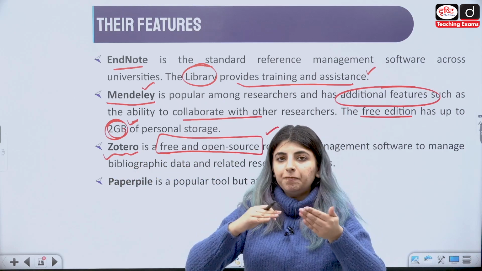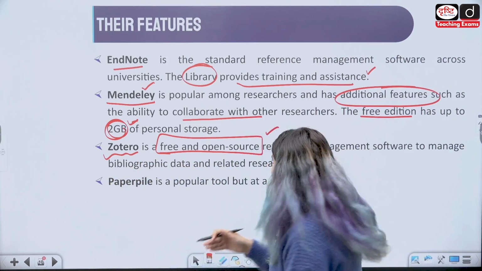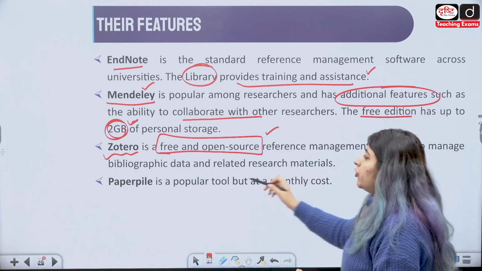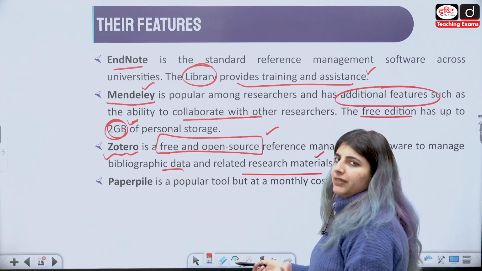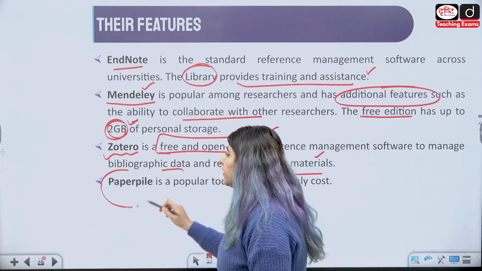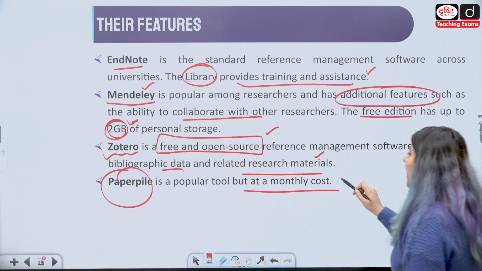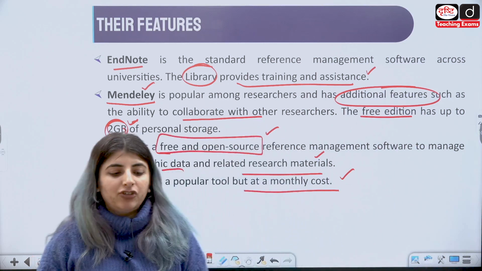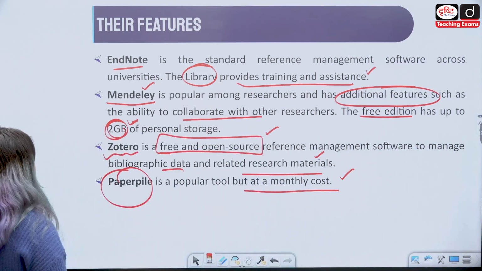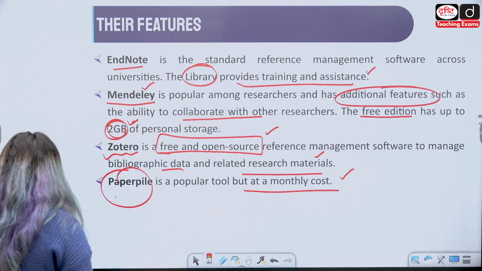They can ask it in the statement-based format as well, right? To manage bibliographical data and related research materials. So all the software is going to do that majorly. Then we have PaperPile, but at a monthly cost. So you'll have to pay the monthly charges for the software PaperPile.